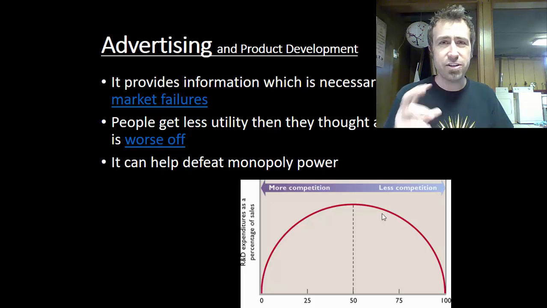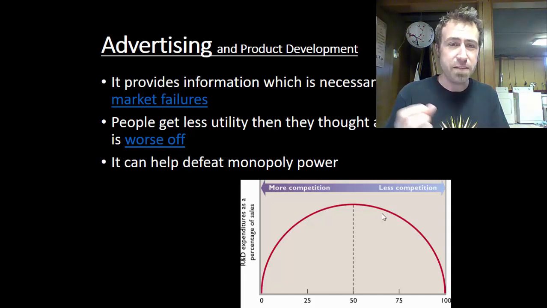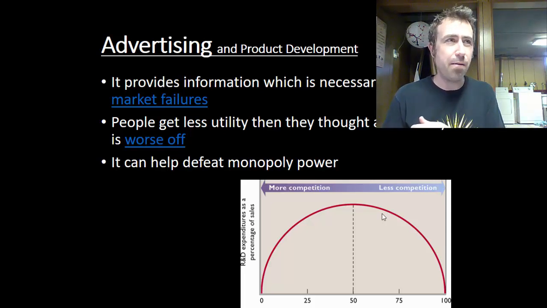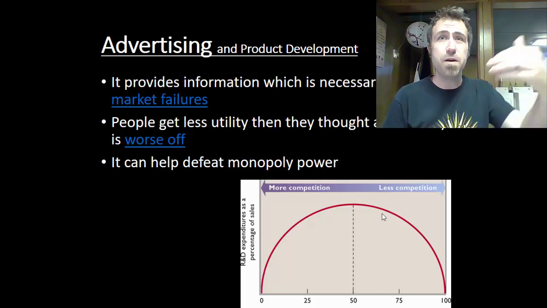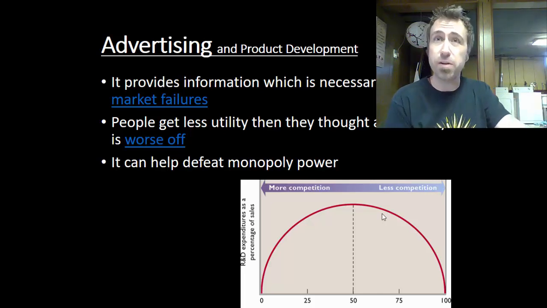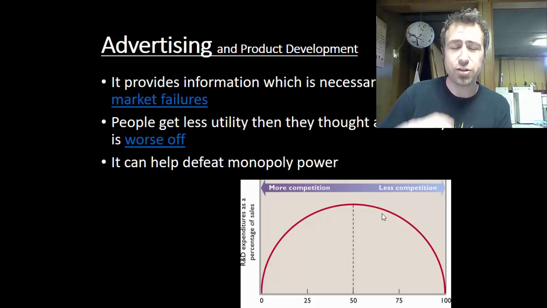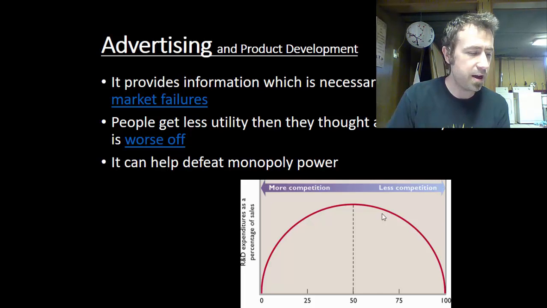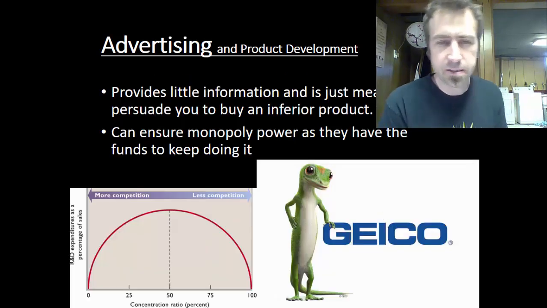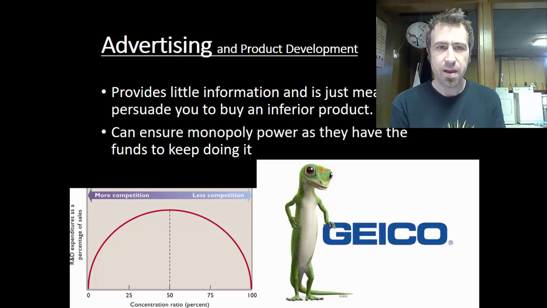And so advertising, just like research and development, could potentially defeat monopolies because you can provide the information to show that you're better than your competitor. So advertising is important, but especially in oligopolies. But there are some flaws to it. Now, just as I said in the last slide, advertising can potentially eliminate a monopoly or eliminate an oligopoly potentially.